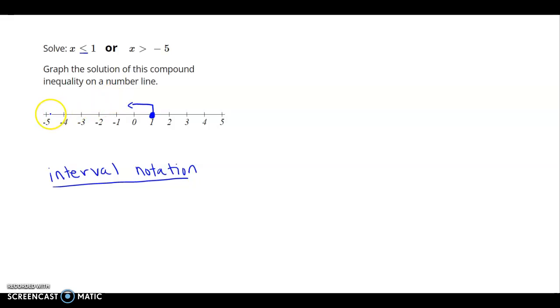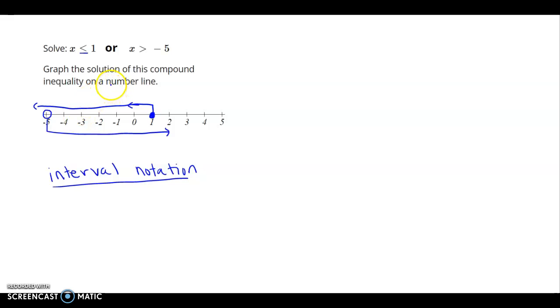Or x is greater than -5. Now because it's not equal to, we'll have an open circle at -5. So in this case, x is all the numbers greater than -5. So here we're going that way. X is less than or equal to 1 is going down.